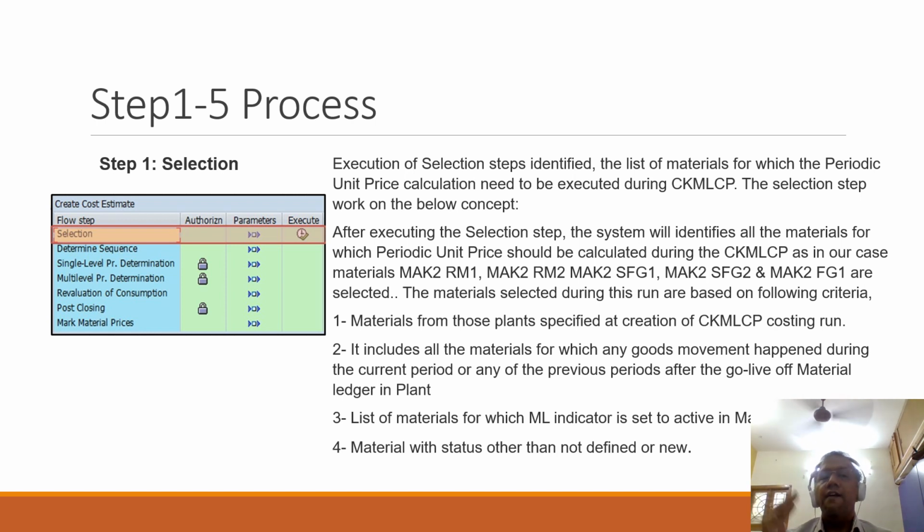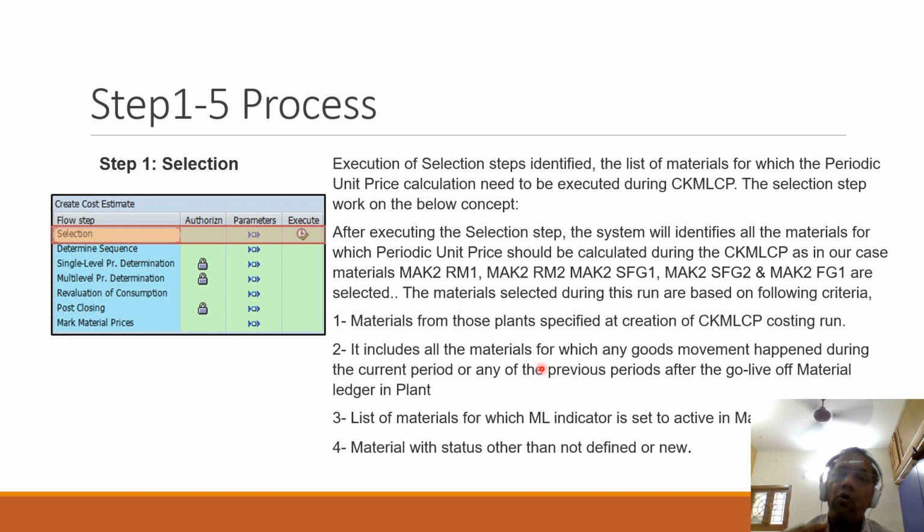Materials are selected from those plants specified at the creation of the CKML costing run. It includes all the materials for which any goods movement happened during the current period or any of the previous periods after the go live of the material ledger and plant. That is what I am referring to here.